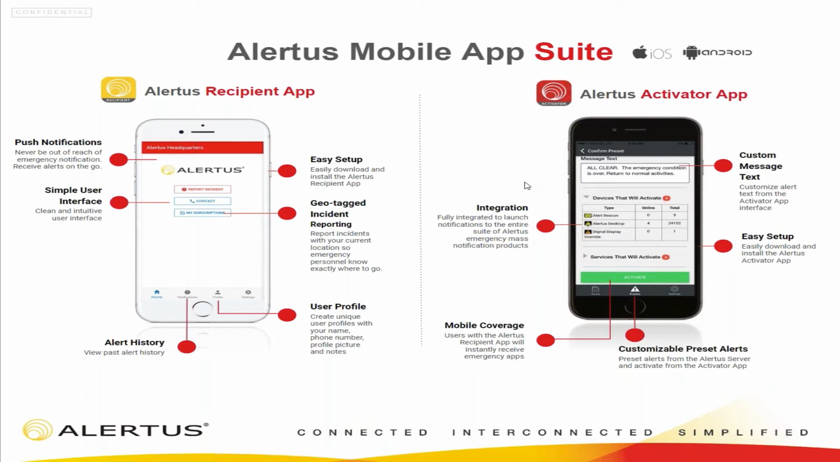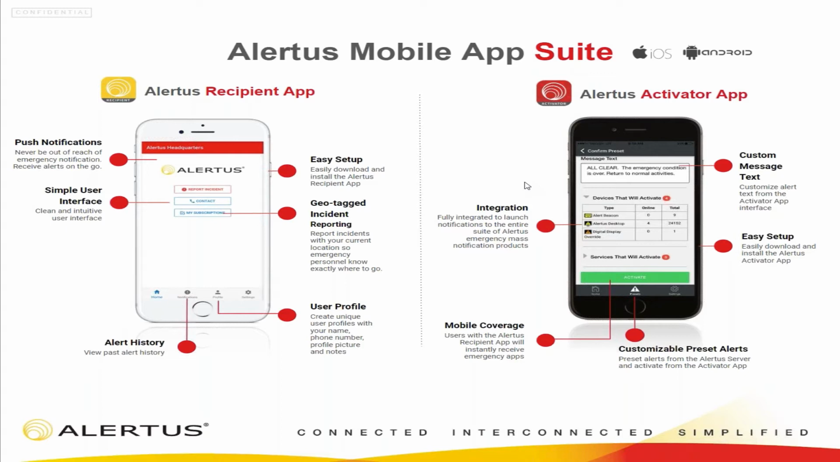Now, similar to the VoIP phone in the sense that we were giving our internal staff the ability to notify us in the event of an emergency, you'll notice on the recipient app that the end user has the ability to report an incident as well. So from that report incident feature, the end user can take a picture of that emergency, up to 3 pictures. They can geotag their location, and they can give a textual representation of what that emergency is.